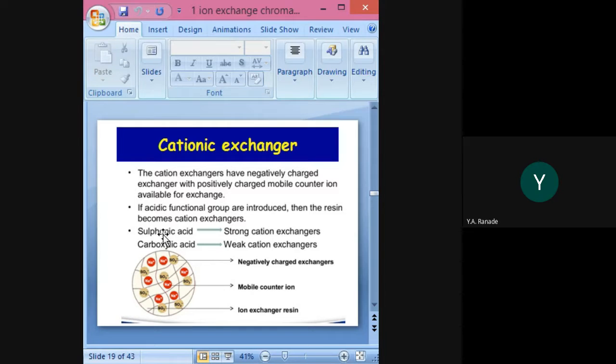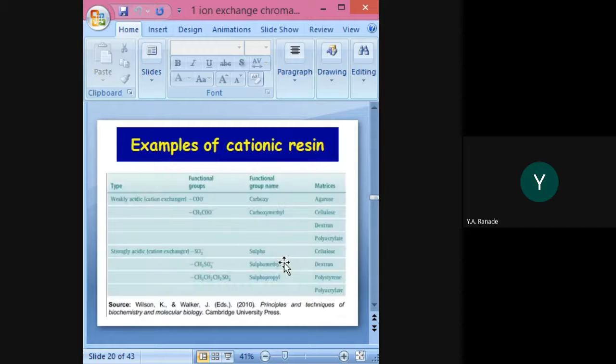If you add sulfonic acid, then you will have a strong cationic exchanger. If you add carboxylic acid, then you will have a weak cationic exchanger. These are the examples which you can consider for cationic resins.